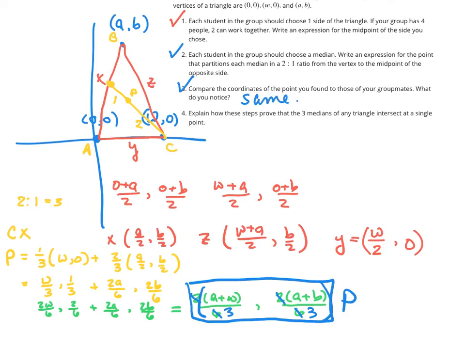Okay, explain how these steps prove that the three medians of any triangle intersect at a single point. Because we found the 2-to-1 ratio of each median, and they're the same ordered pair.